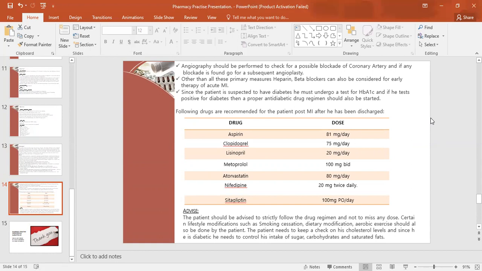The advice that I would like to give to the patient is that he should strictly follow his drug regimen and should not miss any dose. Certain lifestyle modifications such as smoking cessation, dietary modifications, and aerobic exercise should also be done by the patient. The patient needs to keep a strict check on his cholesterol levels. And since he is diabetic, he needs to control his intake of sugars, carbohydrates, and saturated fats.